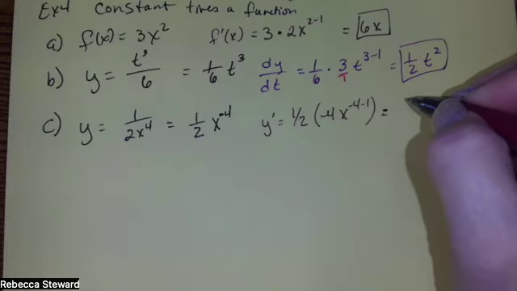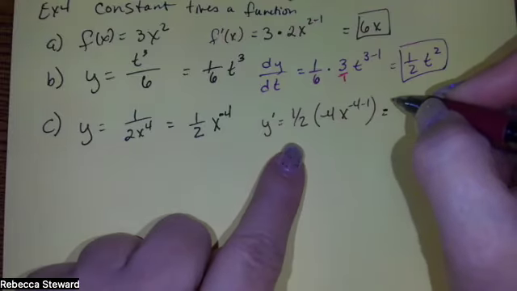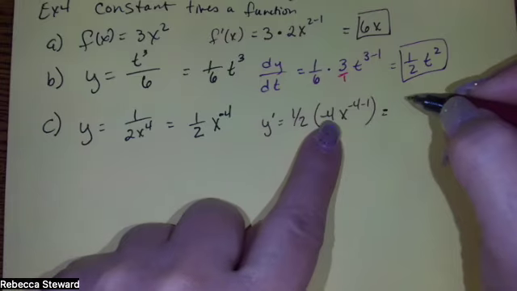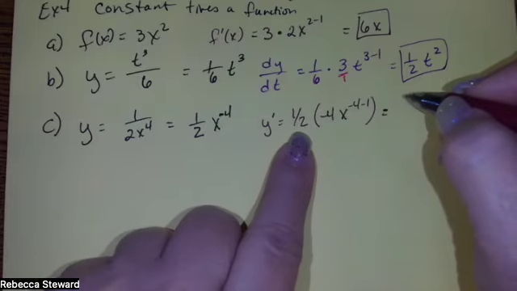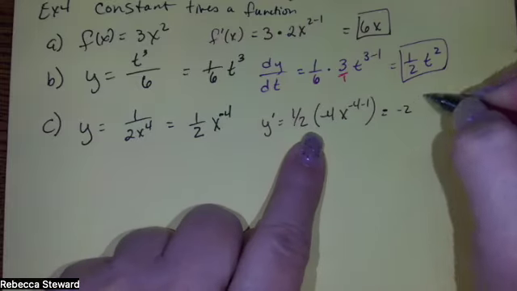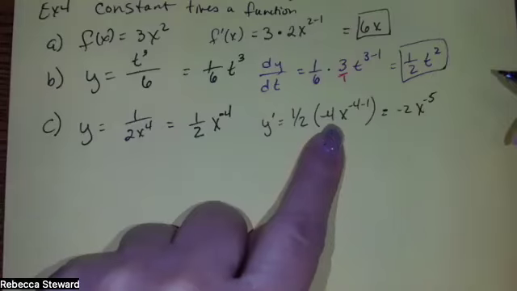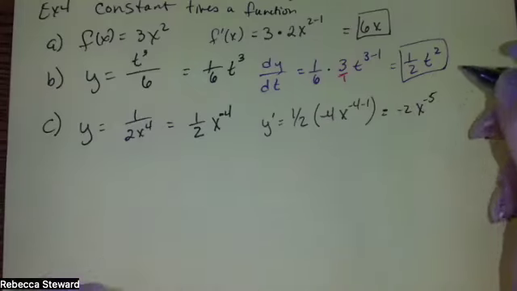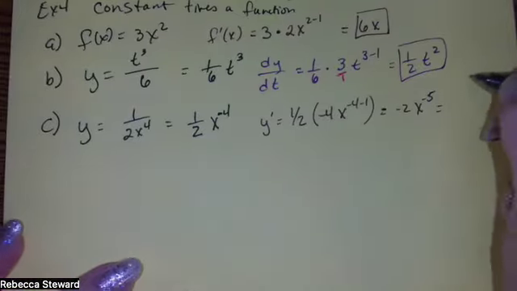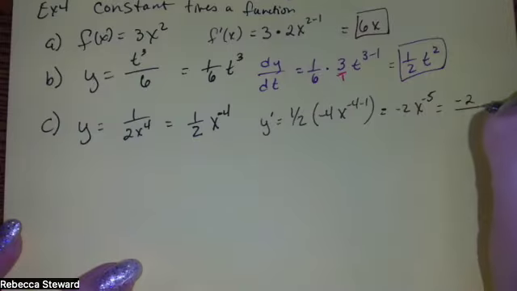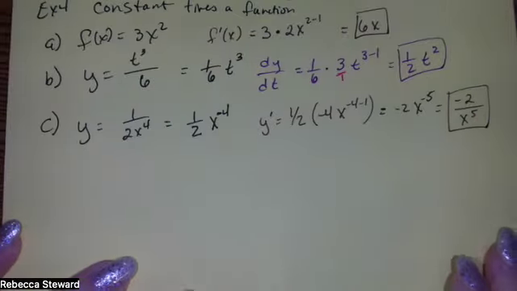So this will equal, we have 1/2 times negative 4, that's negative 4 divided by 2, would get us negative 2x to the negative 5, because negative 4 minus 1 will get us negative 5. Again, positive exponents will get us negative 2 over x to the 5th.